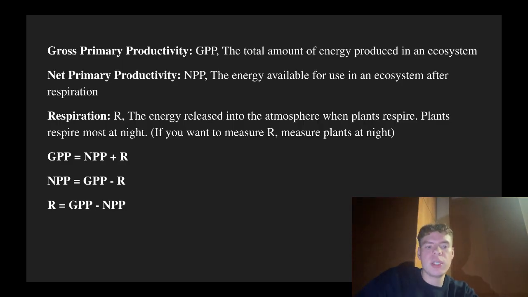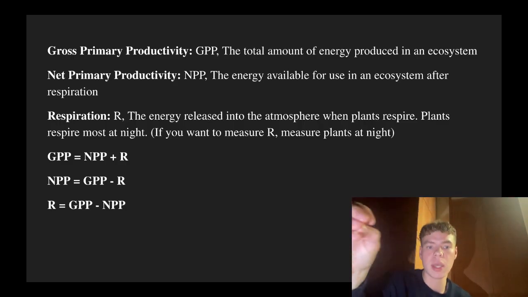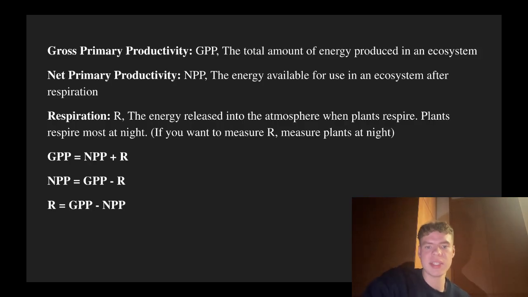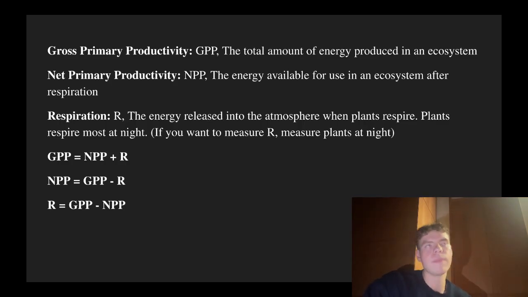So let's say there could be 1,200 joules available in an ecosystem, and respiration might burn 200 of that. So what we would have left would be 1,000. So GPP is the total amount of energy in an ecosystem, and net primary productivity is the energy that's available for use after respiration. And once again, respiration is just the energy released into the atmosphere when plants respire. So GPP equals NPP plus R, or NPP equals GPP minus R. Just think about it like this.